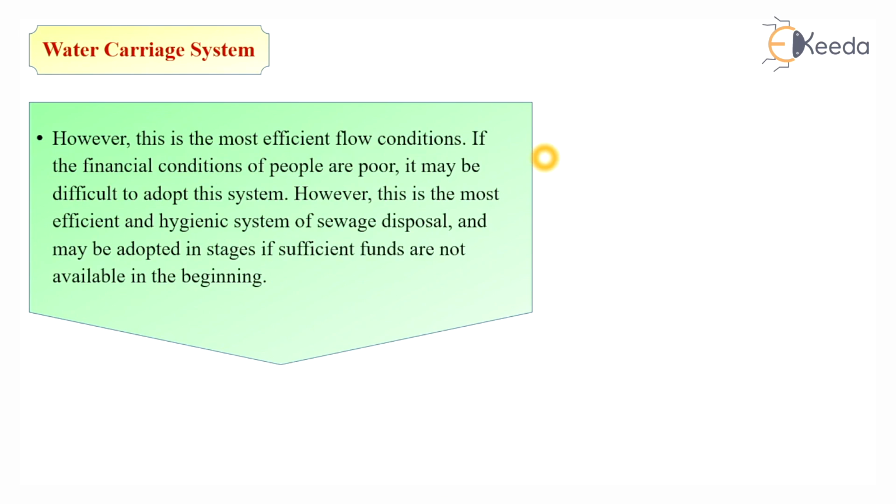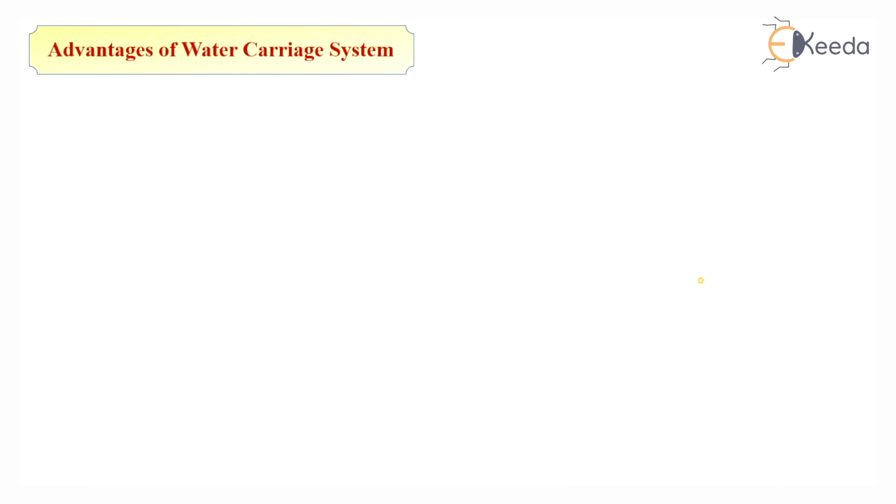However, this is the most efficient system. If the financial conditions of people are poor, it may be difficult to adopt this system. However, this is the most efficient and hygienic system of sewage disposal and may be adopted in stages if sufficient funds are not available in the beginning. Advantages of water carriage system.